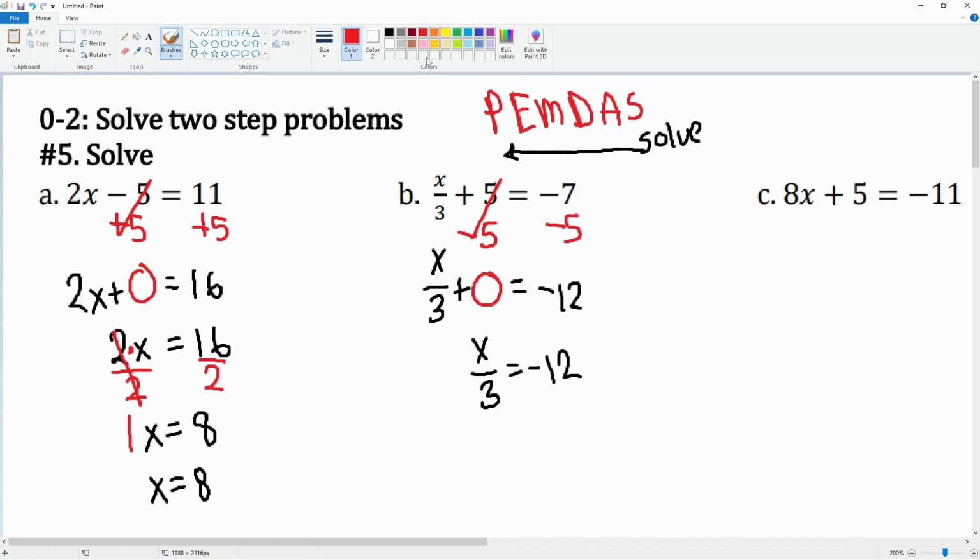How do we get rid of a divide by 3? We multiply by 3 over 1. We multiply by 3 over 1 to the other side. Make sure to turn that -12 into a fraction so you can see the multiplication. 3 over 3 cancels, making the number 1. We have 1x is equal to -12 times 3, which is -36. No one writes that 1 in front, so you can just write x is equal to -36.